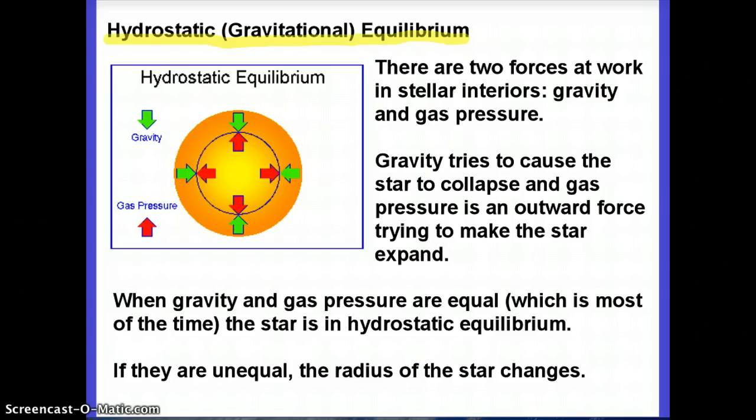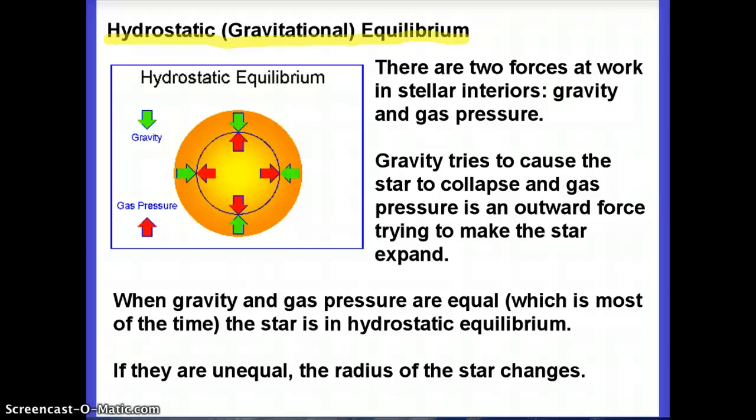So how could that happen? Well, let's say for some reason that the rate of fusion increased. If the rate of fusion increased, then it would get hotter inside the sun, and that would mean the gas pressure would get bigger. It might overcome the gravity and push it out a little bit. Or let's say the rate of fusion decreased for some reason. If that's the case, then now gravity is going to be stronger than the gas pressure, and that's going to make the star collapse.